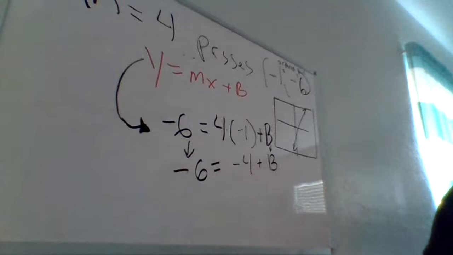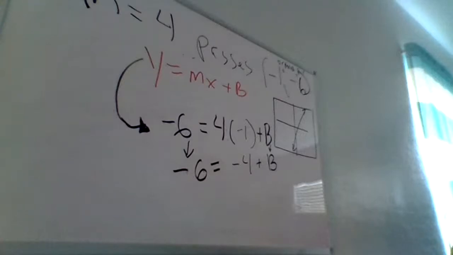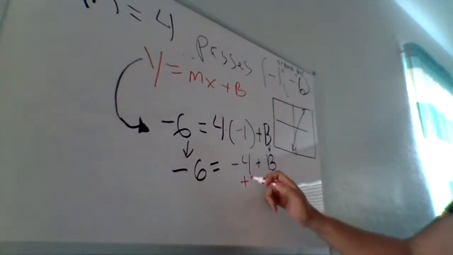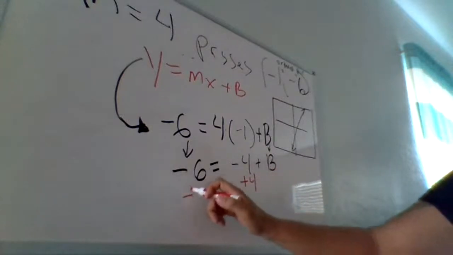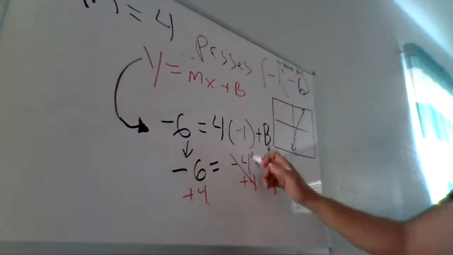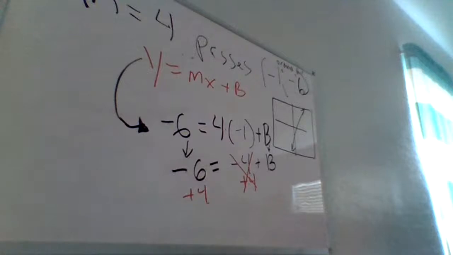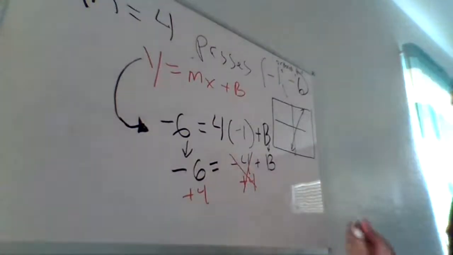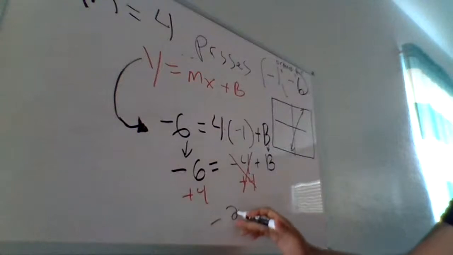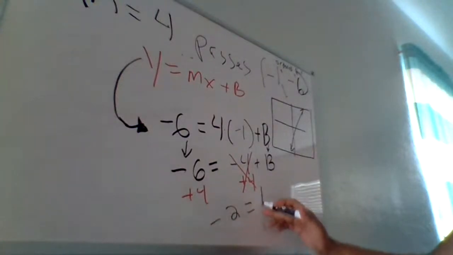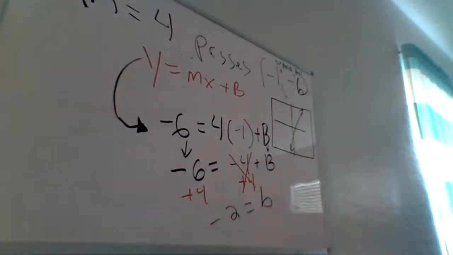So we're going to add -4. I mean, we're going to add 4, sorry, to both sides. Okay, and what does that leave us with? -2 equals b. So what does b equal?